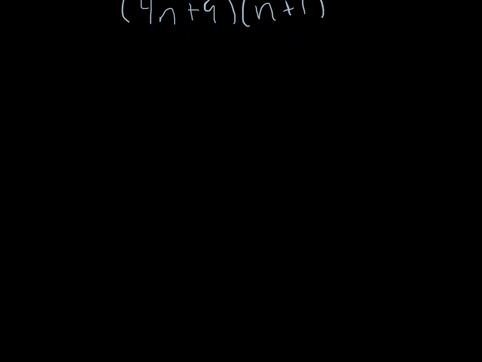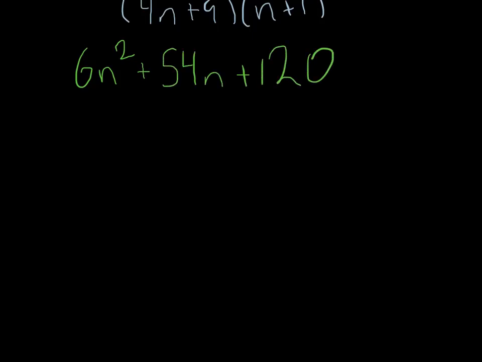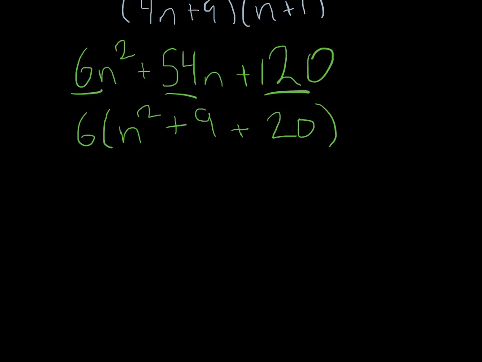Another problem. We have 6n squared plus 54n plus 120. And we know we're going to need to factor it, but we can see that we have a greatest common factor because 6 goes into all of these terms. So first we pull out a 6, and then 54 divided by 6 is 9, and then 120 divided by 6 is 20. And then we need to factor what's in the parentheses, so we still have the 6.